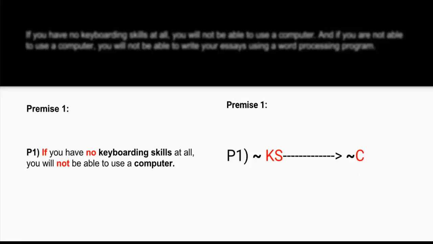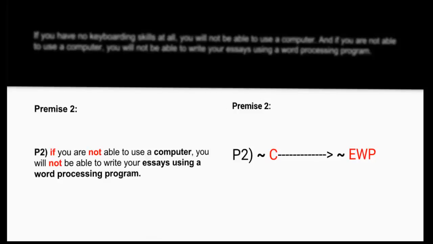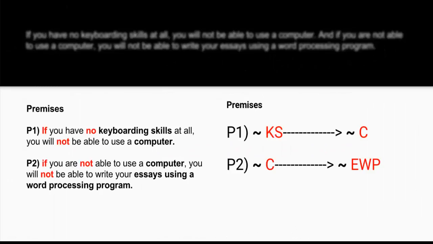We're done with that. So now let's go to premise 2. Premise 2: if you're not able to use a computer, you will not be able to write your essays using a word processing program. So we can simply say no C, arrow, no EWP, which is an abbreviation for essays using a word processing program. So now let's put them together and see what we can get. We can go from premise 1, which says arrow, no computer, and then from no computer all the way to no EWP, which stands for essays using a word processing program.